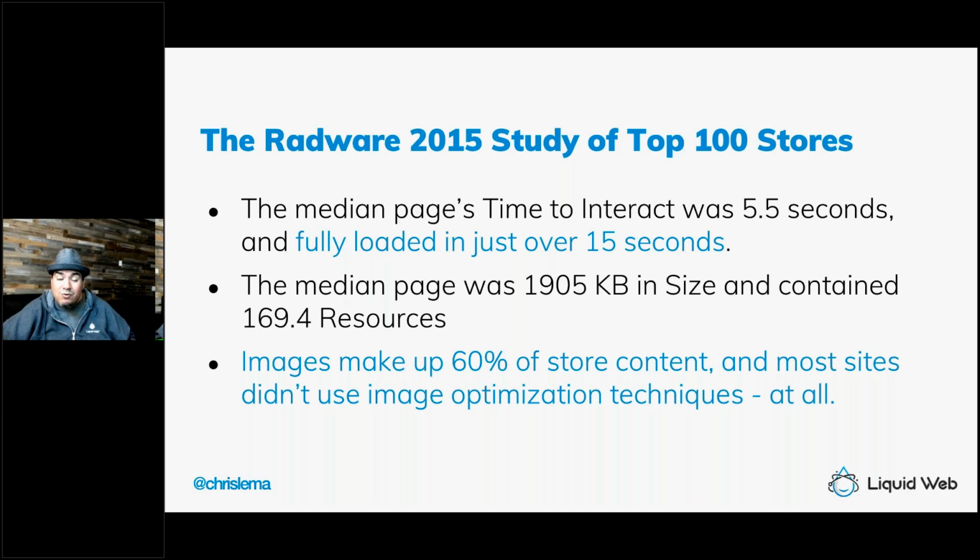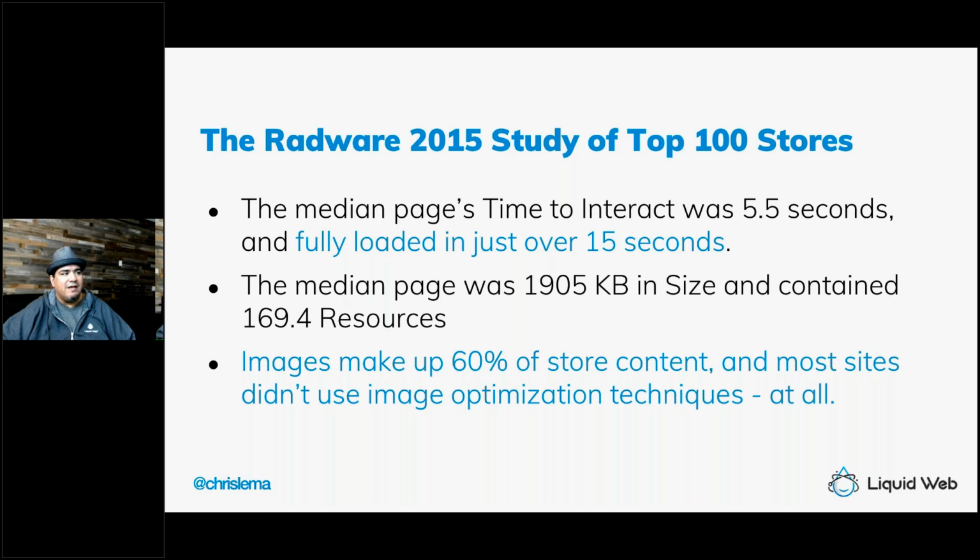And these stores, the top 100 stores, were loading in over 15 seconds, right? Fully loaded. Page sizes were big, and so was the number of resources, the number of outbound calls to pull this stuff in. Man, it's crazy, right? And then you get into the actual content. This is what Radware analyzed. They said 60% of the content is images, right? And we're talking about the Best Buys of the world, the top 100 stores online, and more than 85% of them were not using any image optimization techniques at all, right?